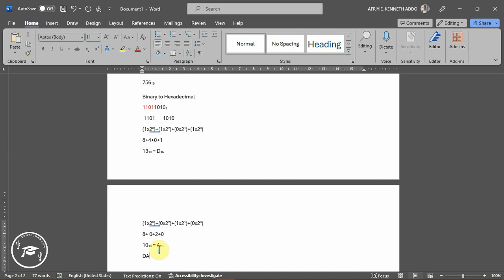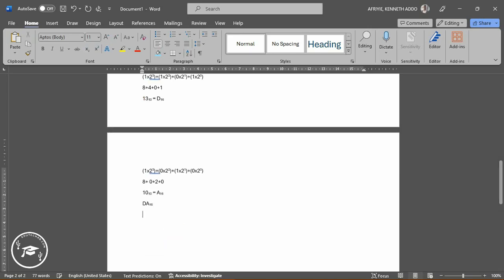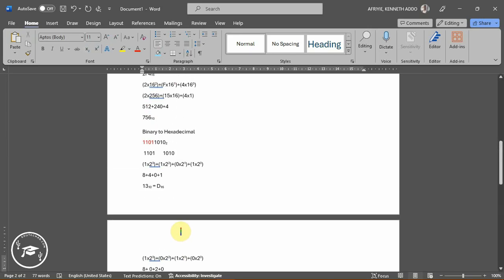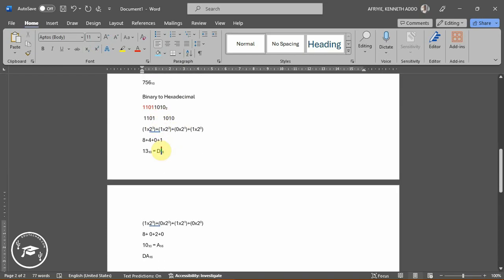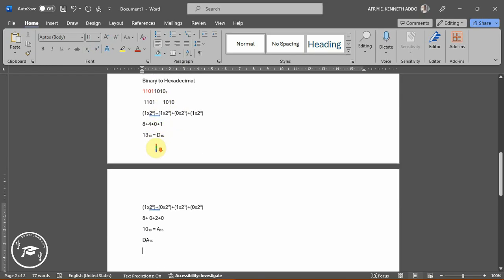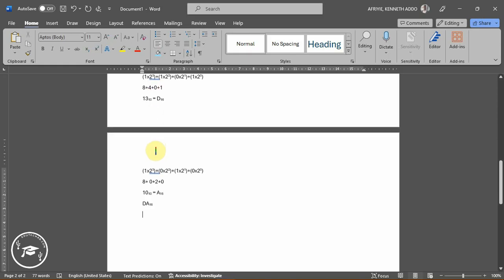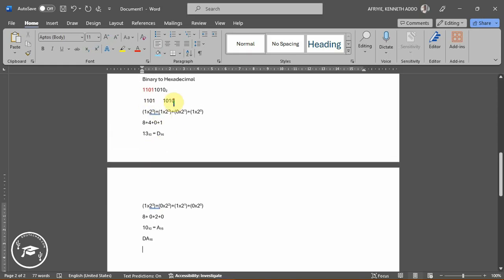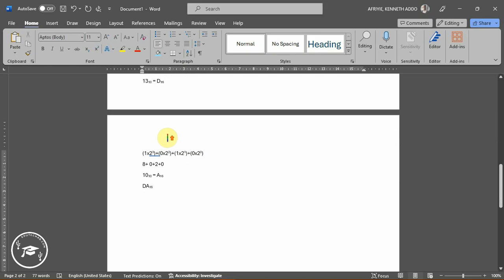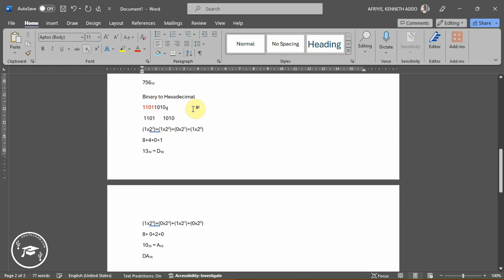DA, which is in base 16. So that is how you quickly convert any binary into a hexadecimal. You just have to make sure that you're able to group them into groups of 4, even if it is, let's say, 6 numbers. So let me just give you an example.